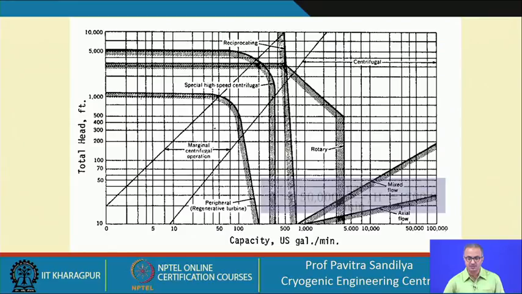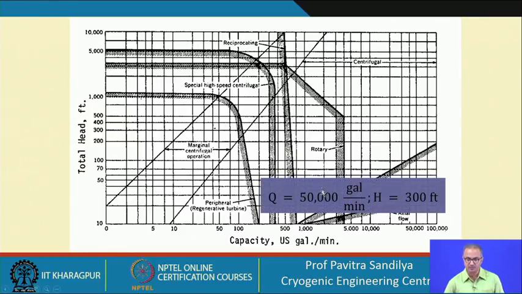So, next we shall go to the second part. In this case the flow rate is given as 50,000 gallon per minute and H is 300. Now, first we look at 50,000, that is here, and 300 feet on the y axis, it is here, and wherever these two lines intersect, this is the point where we have a centrifugal pump. So, for this particular combination we shall be recommending a centrifugal pump.